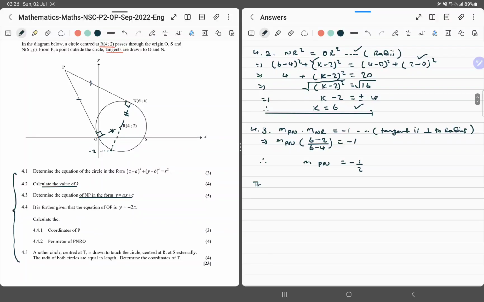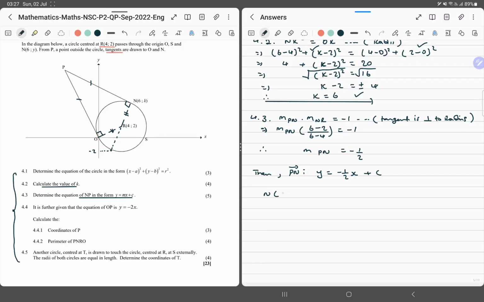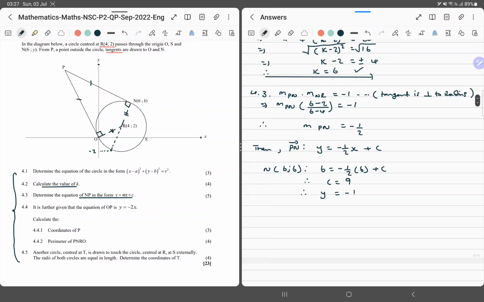We can say then, we know that the line PN is such that y is equal to minus a half of x plus c. And then we know that it goes through point N, which we just found. So 6 is equal to minus a half into 6 plus c. We can say, therefore, our c is going to be, this is minus 3, when it goes that side, it becomes a 9. We can say, therefore, y is equal to minus a half of x plus 9. That's the equation of that line.